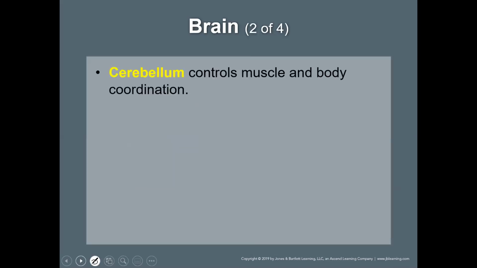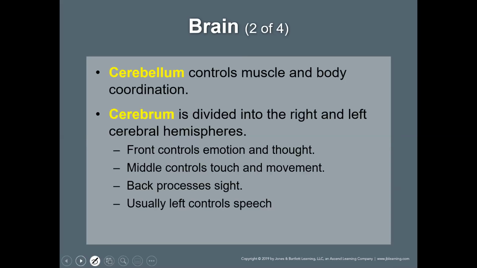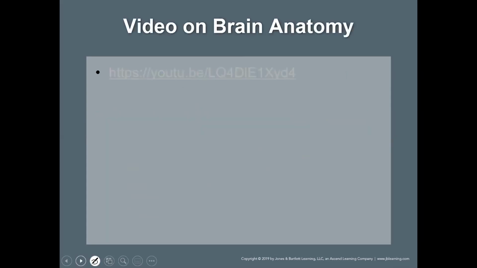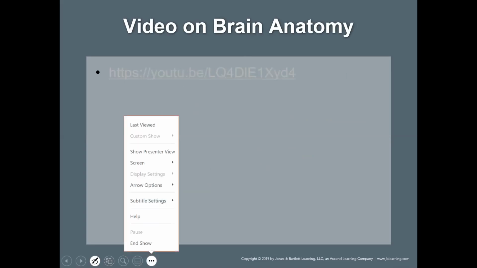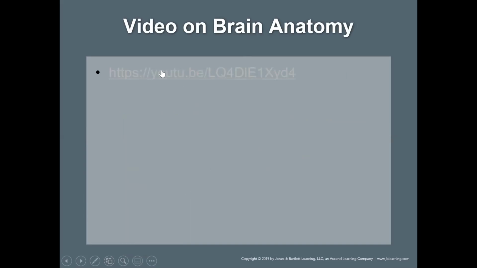So the cerebellum controls muscle and body coordination, as we said. The cerebrum is divided into the right and left hemispheres. This is the biggest part of the brain, controls emotion, thought, speech, touch, movement, sight. Usually the left parietal area is where our speech centers are, usually. So here's a little quick video on the brain anatomy as well. It just talks about the lobes a little bit. So we're going to watch this.